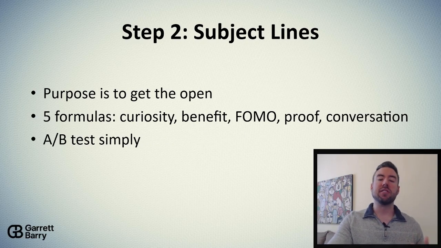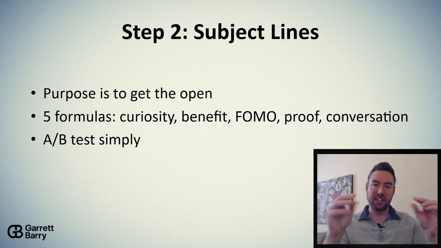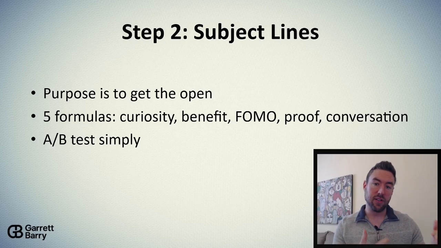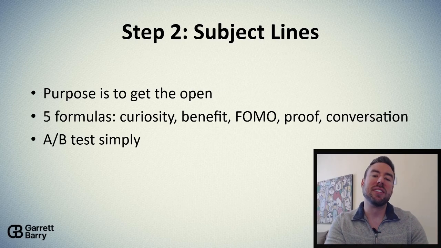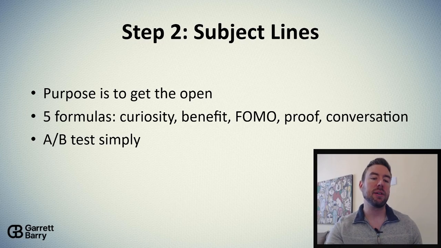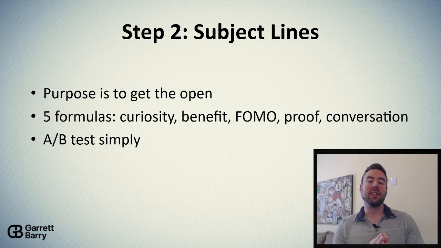Now, step number 2 is the subject lines. This is the text that people see when they're in their email inbox. Now, the purpose of this is to get the open. It's getting people to want to open your email. That's the sole goal. And these are the 5 top formulas that I like.